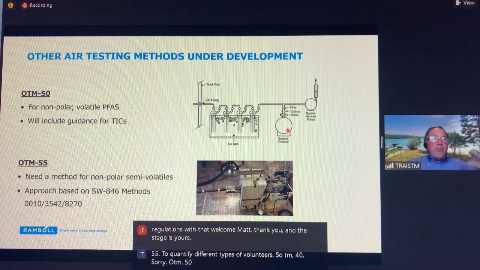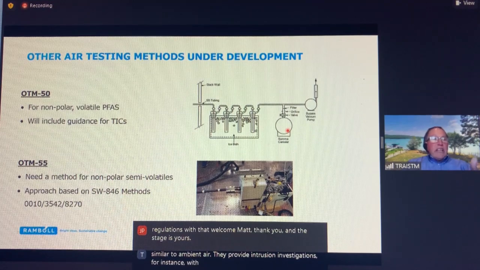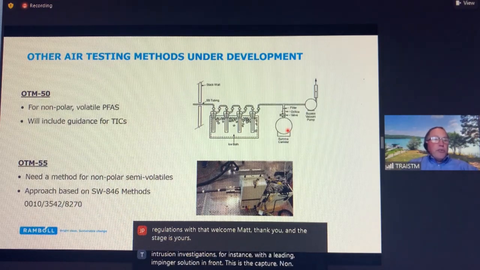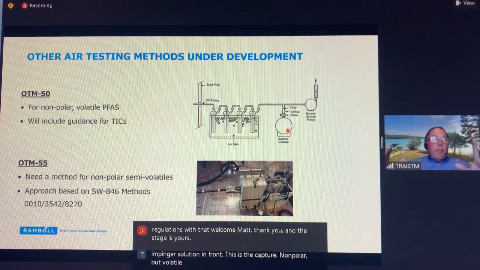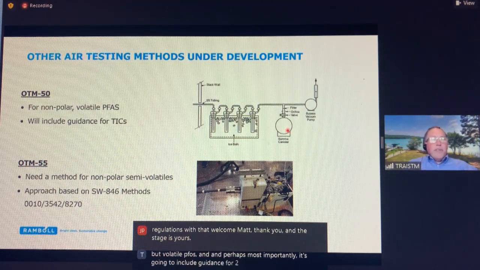OTM50 is based on a SUMA canister train, very similar to ambient air vapor intrusion investigations, for instance, with a leading impinger solution in front. This is to capture non-polar but volatile PFAS. And perhaps most importantly, it's going to include guidance for TICs, tentatively identified compounds.